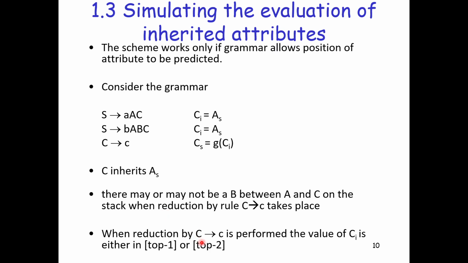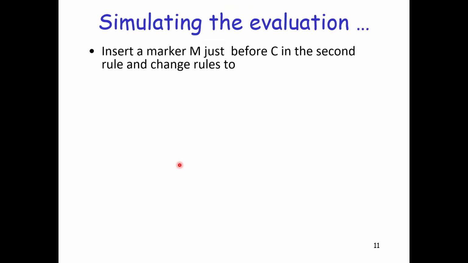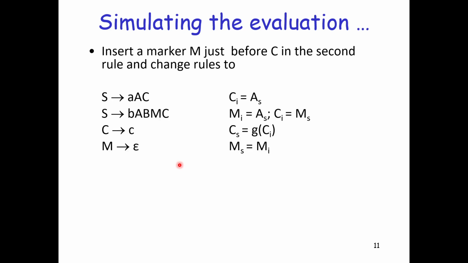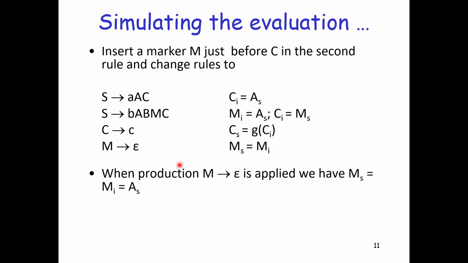So when reduction by C gives c is performed, the value of Ci is either in top minus 1 or top minus 2. So we should be aware of where that value will be, prior to the parsing. It is solved by inserting a marker so that the position could be arranged as the same. S gives A C, and A B C.